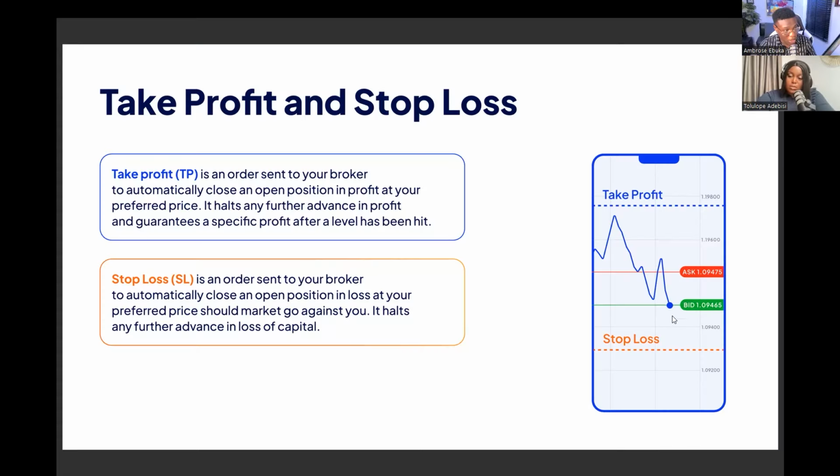The same thing goes for the stop loss. If the market is going against you, the broker is going to stop your trade here, which is also going to be your preferred price, to halt any further advance in loss of capital, so that if the market continues to go down, you won't lose any more of your capital. It stops you out here because you've told your broker, I want to stop here if this market goes against me. This is the highest risk I can take. So do you understand how take profit and stop loss work?